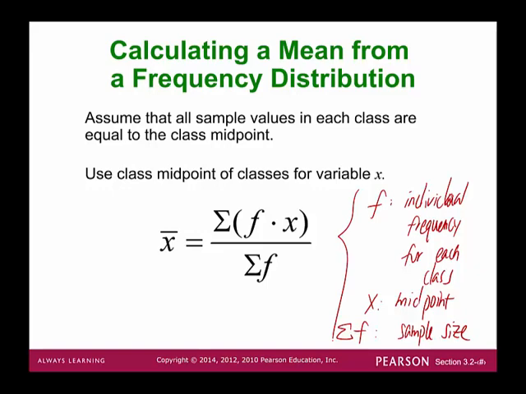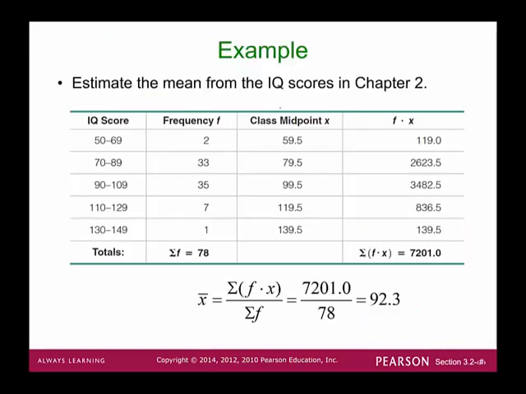And then for each individual frequency times midpoint, you get all those products, and then you sum up all those products. That becomes the numerator. The denominator is the total frequencies. You can also call that sample size. So if you go back to the IQ score example we talked about in chapter 2, we have 5 classes, and we have corresponding frequencies. First of all, we need to find a class midpoint. So for the first class midpoint, you add the lower limit 50 and 69, divided by 2, and you get 59.5.